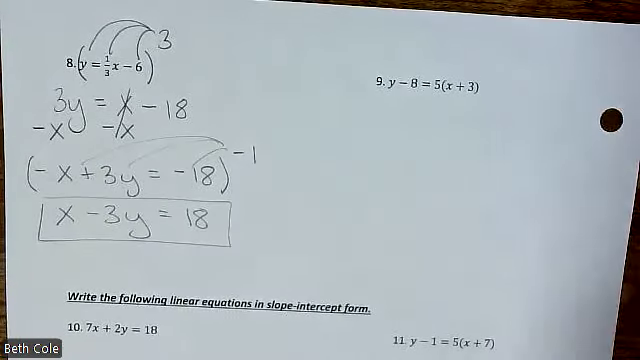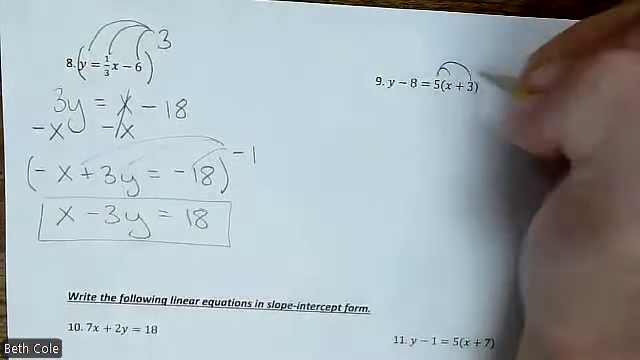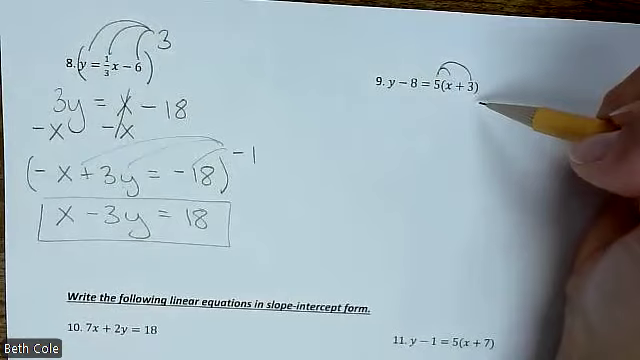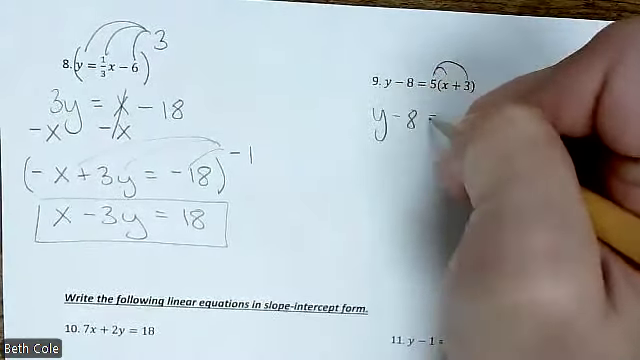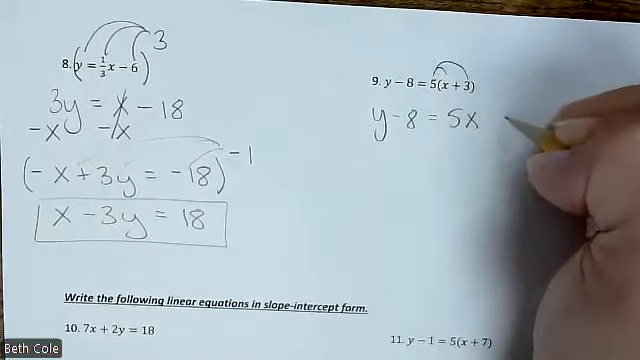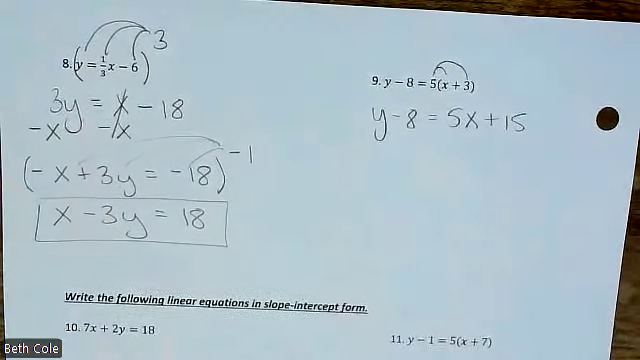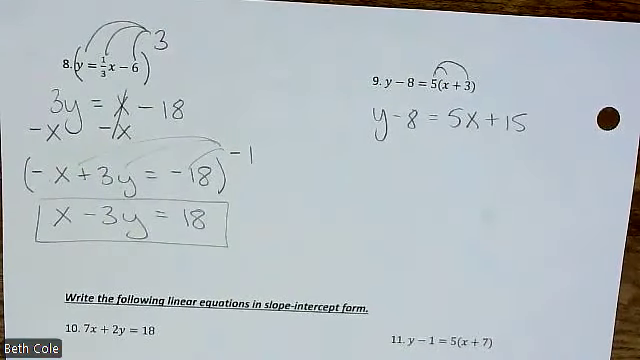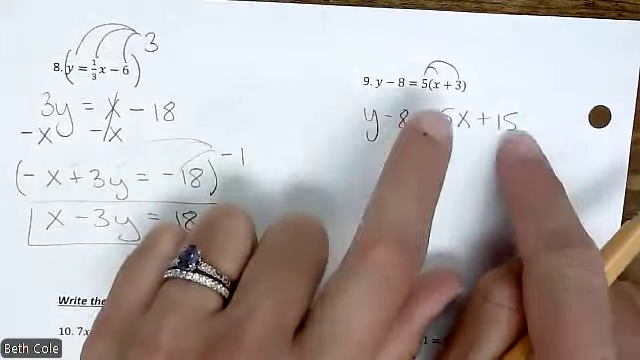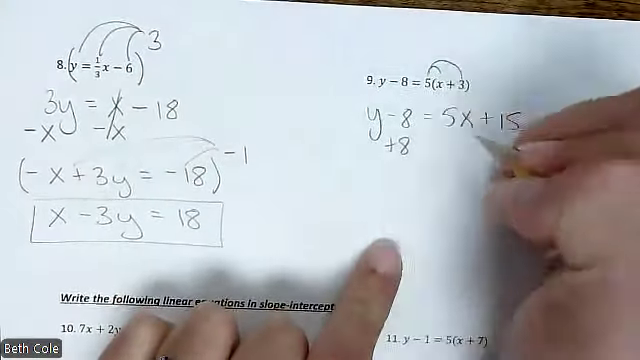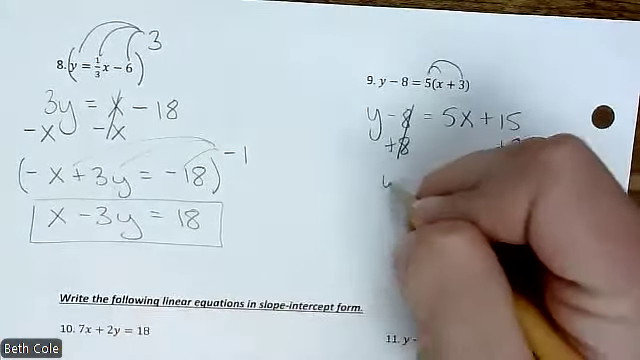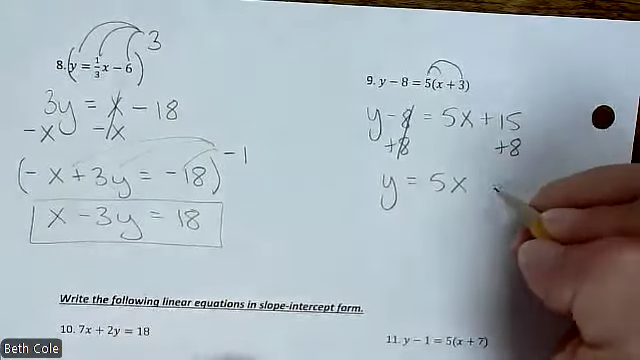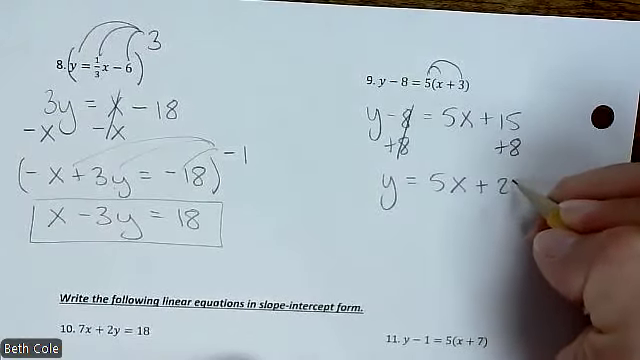All right, so for this one, again, we want to distribute the 5. This is in point slope format. We want to get rid of the parentheses, so we're going to distribute the 5 through there. That'll give us 5x plus 15. And then I want to combine the like terms. So I want to get the 8 and the 15 together, so I'm going to add this 8 over. So that will give us y equals 5x plus, what is that, 23?